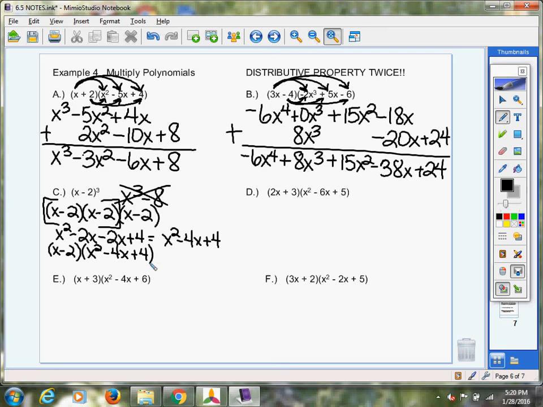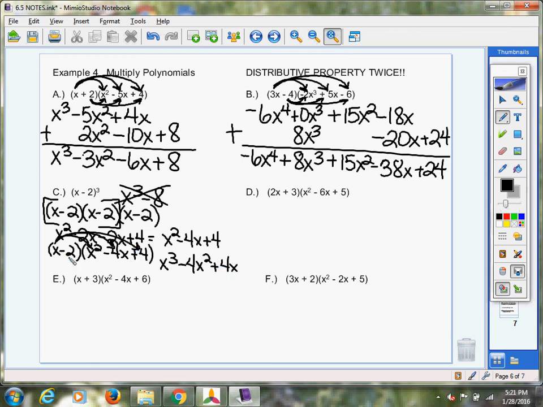Okay? So we're going to follow a similar technique to what I did in A and B. I'm not sure I'm going to have a whole lot of room to stack, so I may just find some space and just go do it there, okay? So the first thing I want to do is distribute my x. So x times x squared is x cubed. X times negative 4x is negative 4x squared. And x times 4 is 4x.